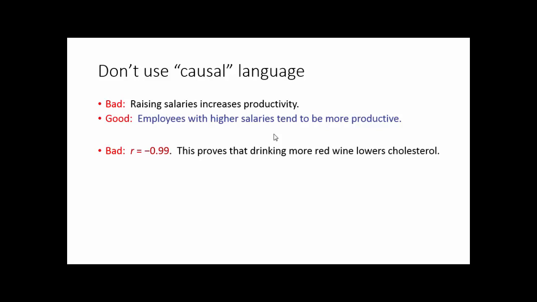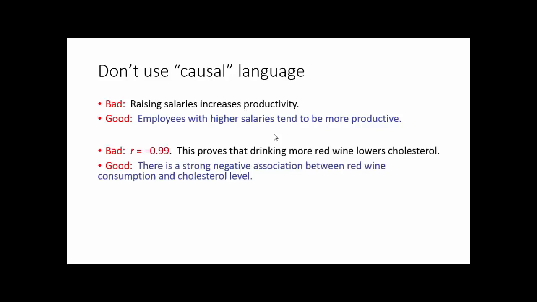Say I compute a correlation and I get negative 0.99. And I say, oh, look, that proves that, between how much red wine you drink and cholesterol, this proves that drinking more red wine lowers your cholesterol. So there's going to be a negative association here. Saying it that way is incorrect. You may not know that. That may not be the case. So we have to be careful about the way we phrase it. A better way to phrase it is there is a strong negative association between red wine consumption and cholesterol level. That leaves the cause and effect open.